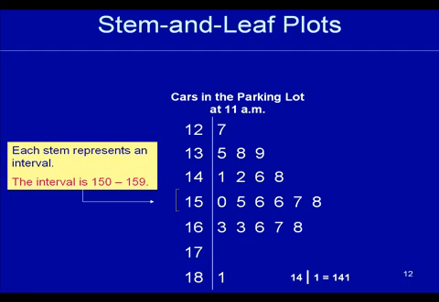So each stem represents an interval. So for example, the 15 represents anything that you'd have from 150 to 159. So here we see 150, 155, 156, a couple times 157, 158. So everything in the 150s would go in this leaf. This is the stem on the left and the leaf on the right.